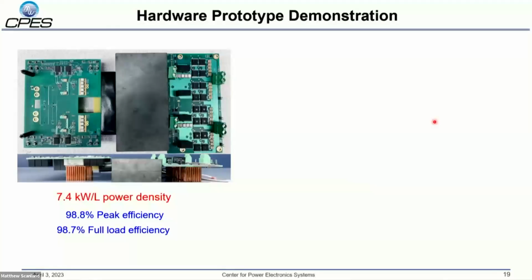Here shows a hardware prototype demonstration. As we can see here, the height of the entire PCB will be determined by this PCB-based winding of the transformer. And so the power density can be lifted almost 2 times compared with the Litz-based transformer. And this one comes to 7.4 kilowatts per liter power density.